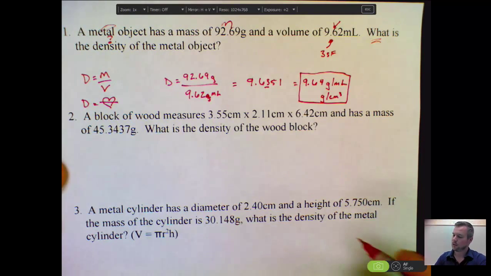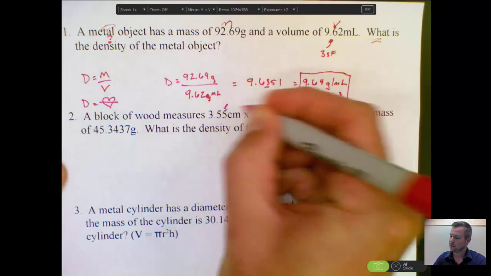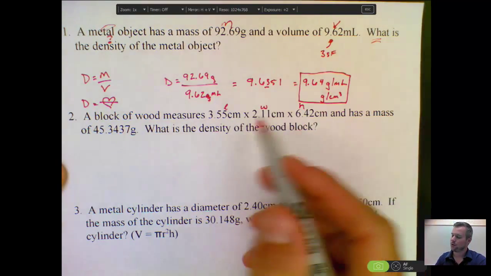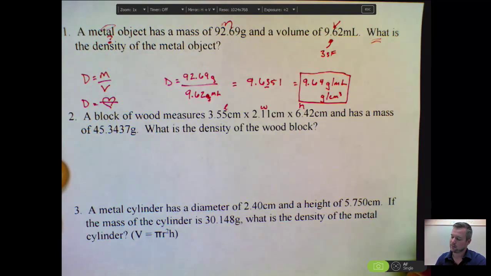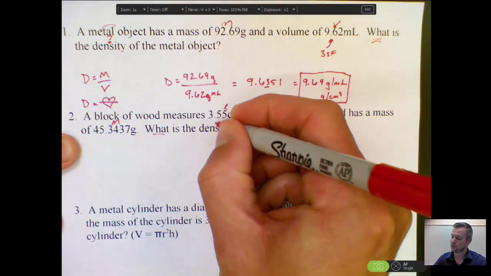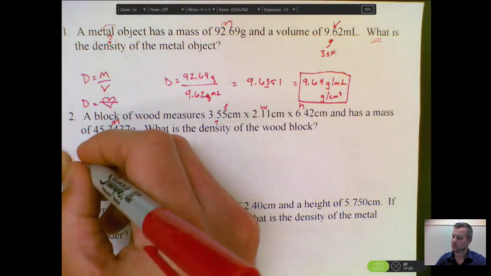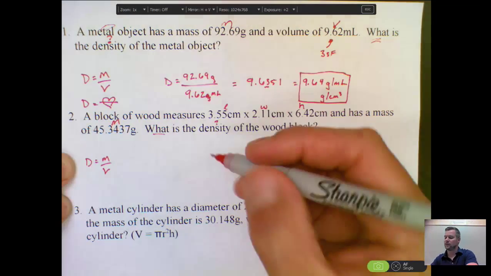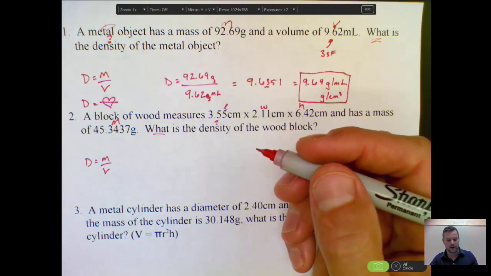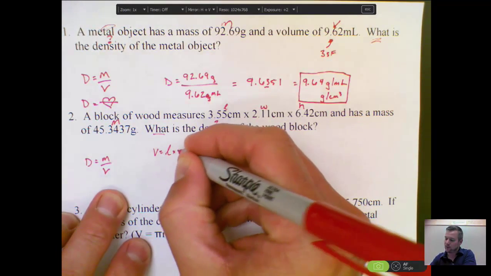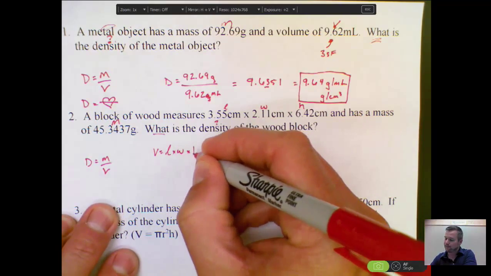Number 2, we're given a length and a width and a height. It doesn't matter which order you have these because it's the multiplication process. You have a mass. What is our question word? Density. So again, you're going to be using d is equal to m over v. You need to get your volume first since that's not directly provided. We're going to use the formula v is equal to length times width times height.